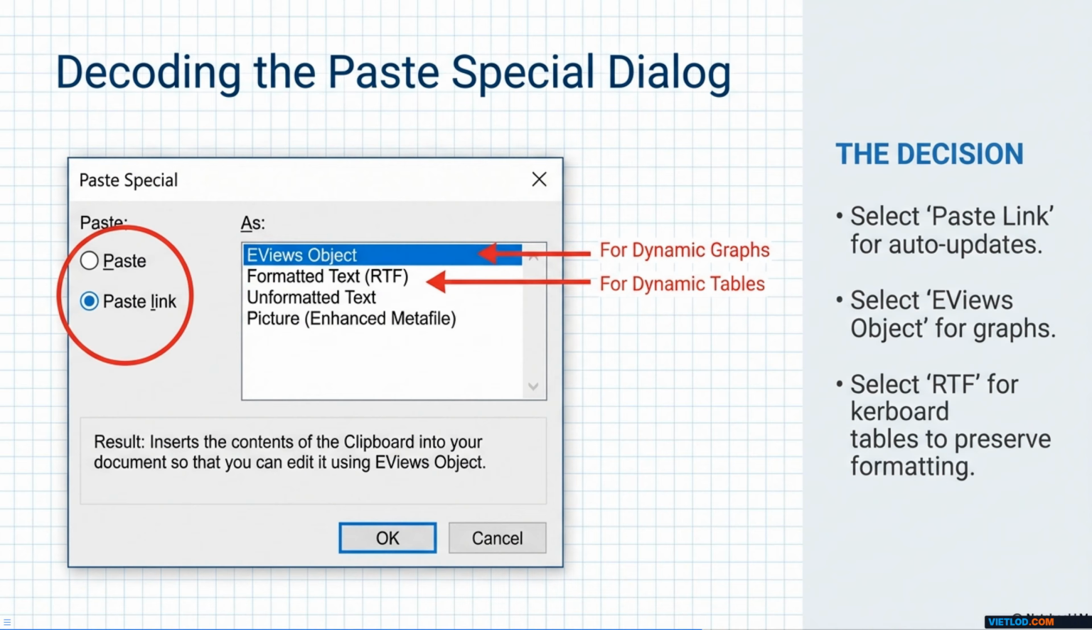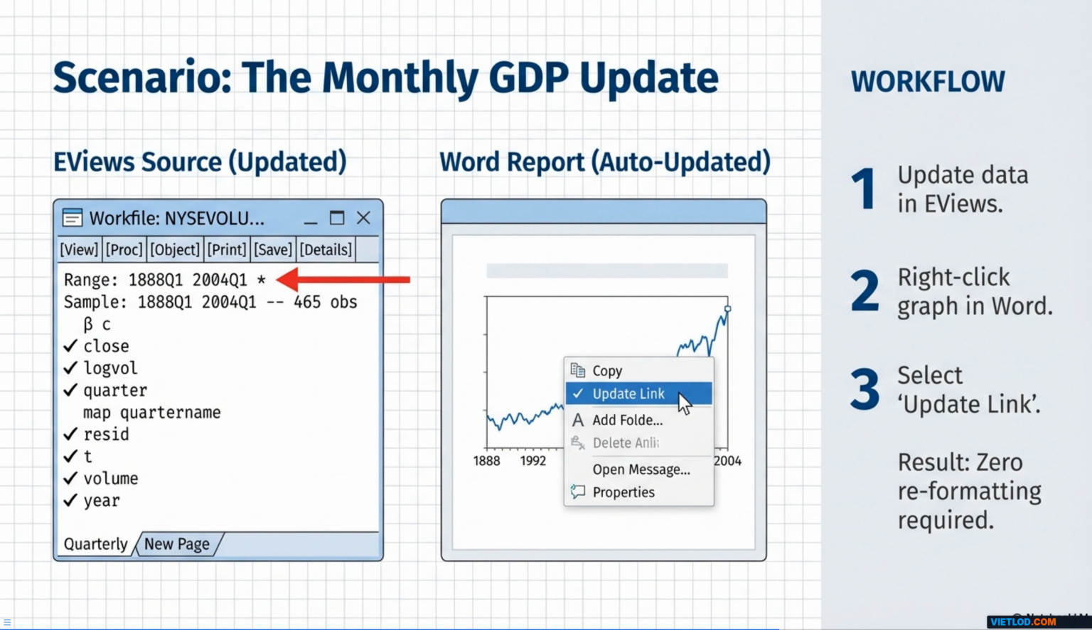For tables, it's best to select Formatted Text RTF. RTF, or Rich Text Format, preserves the table's structure and formatting, making it look just like it did in EViews for dynamic tables. If you choose Paste without linking and select EViews Object, it will embed the object, allowing you to edit it within your document, but without a live connection to the original source. Therefore, the decision is clear. Select Paste Link for auto updates, choose EViews Object for graphs, and select RTF for tables to preserve formatting.